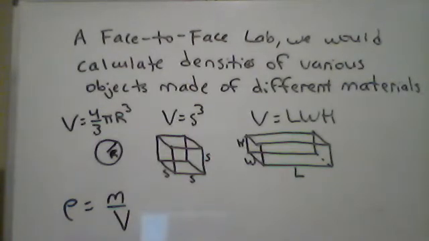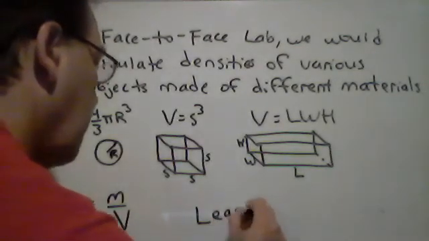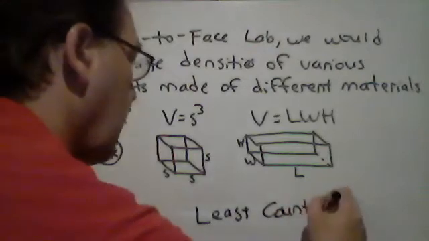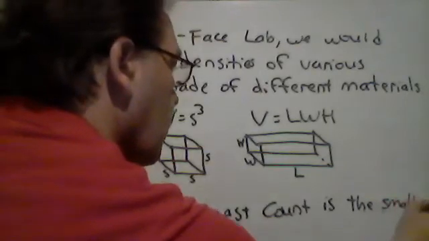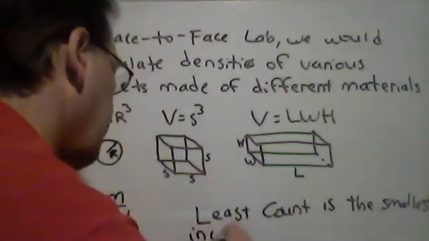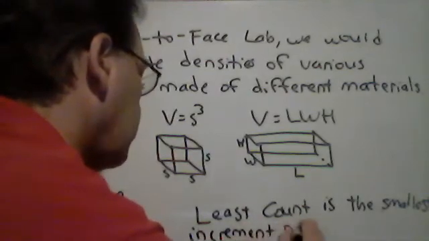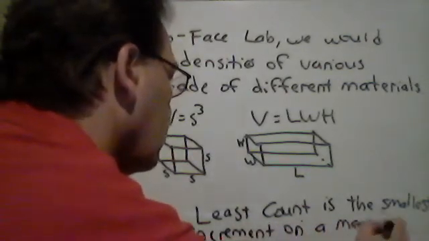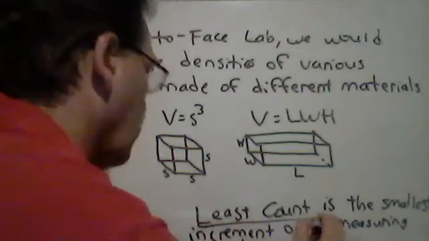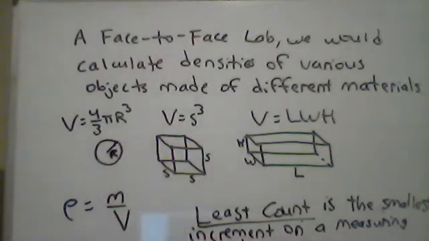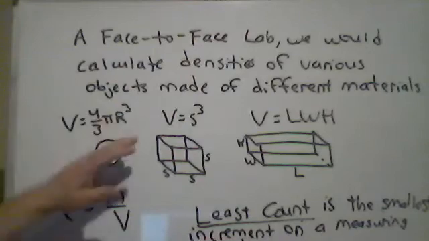In the language of science, we call that the least count. The least count is the smallest increment on a measuring device. Called the least count.